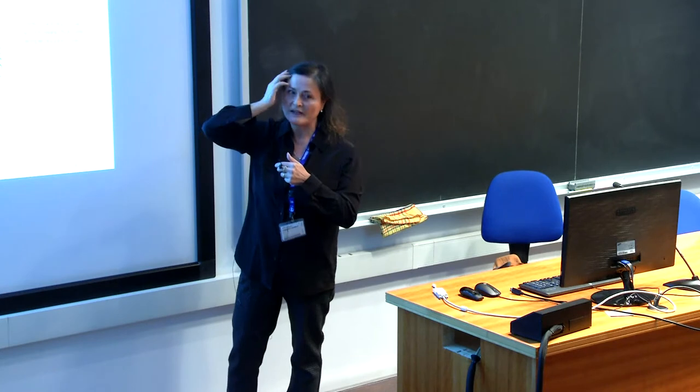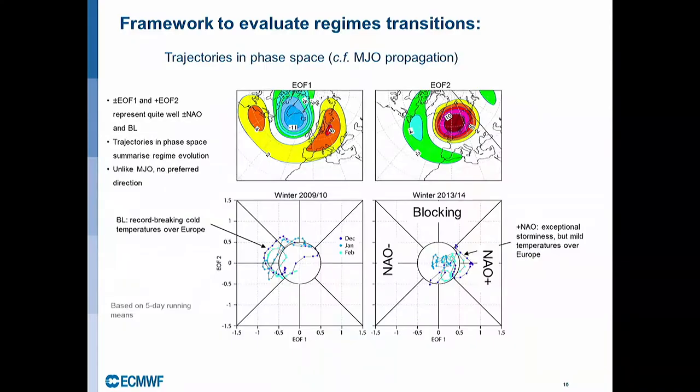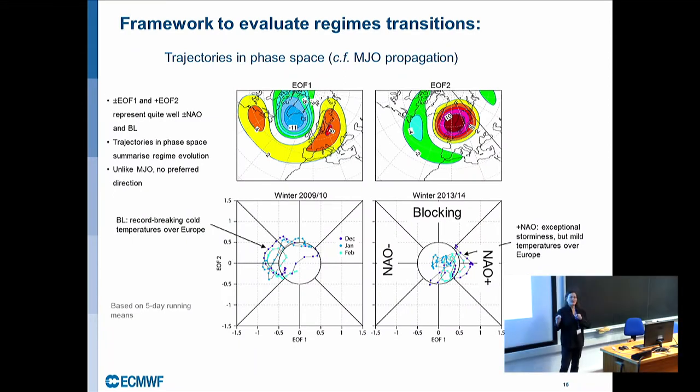Now, this is very simple, very symmetric. These two EOFs explain together just 30% of the winter variability. So it's a very, very simplified and very limited kind of framework. But we wanted really to understand the transitions. And, you know, if you are in two-dimensional space, this is possible. So here is an example of our space.